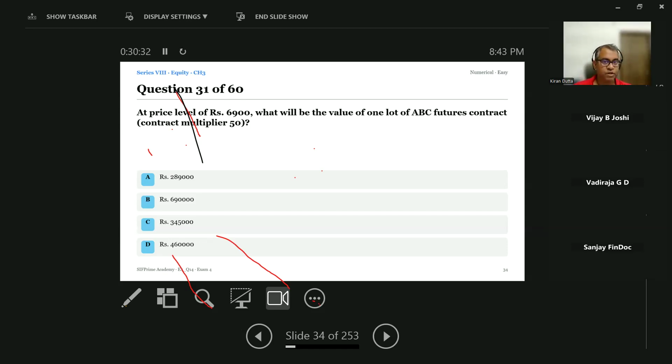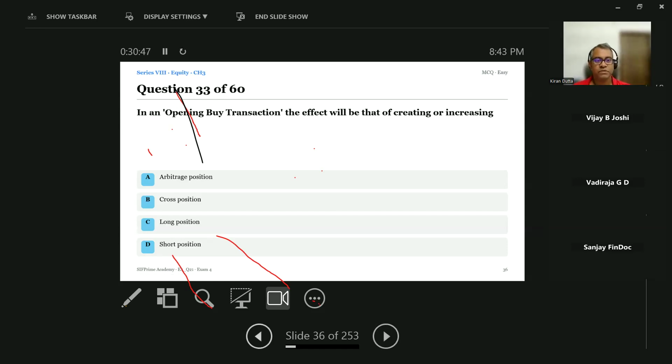Okay, the answer is what? C, 3,45,000. Most of you got it correct. Okay, simple, 6,900 times 50, nothing else. Next, it's the same thing. In an opening buy transaction, the effect will be of creating or increasing.